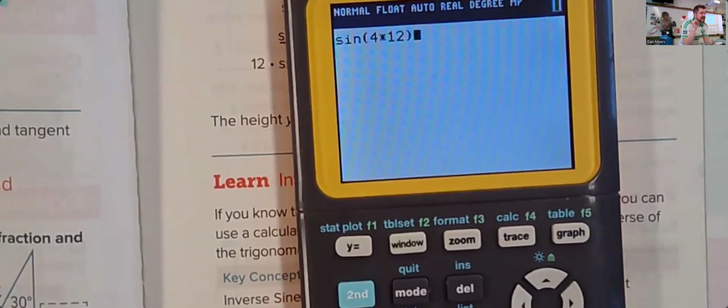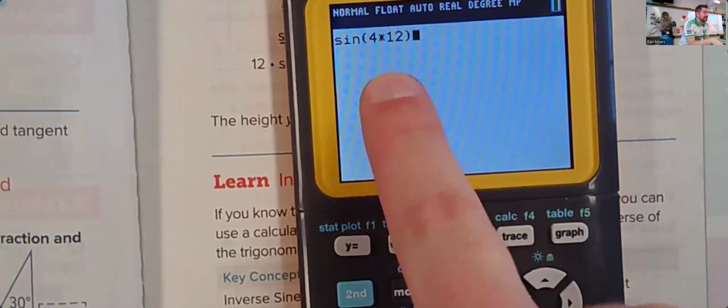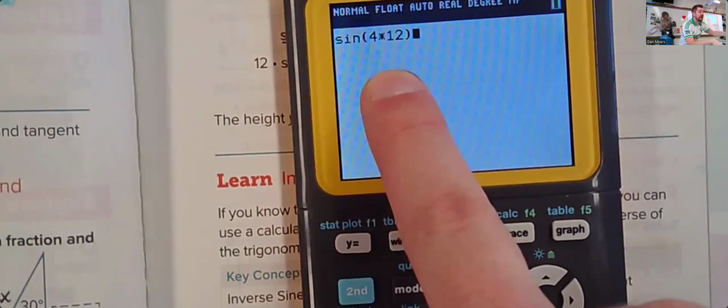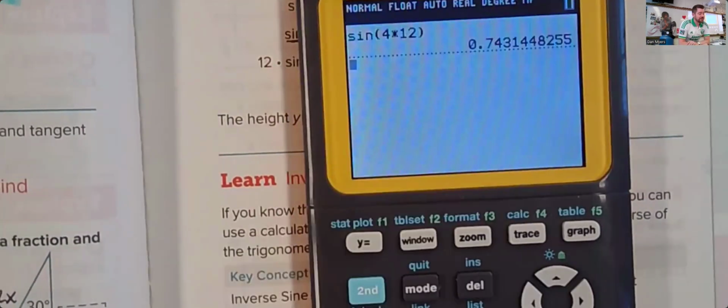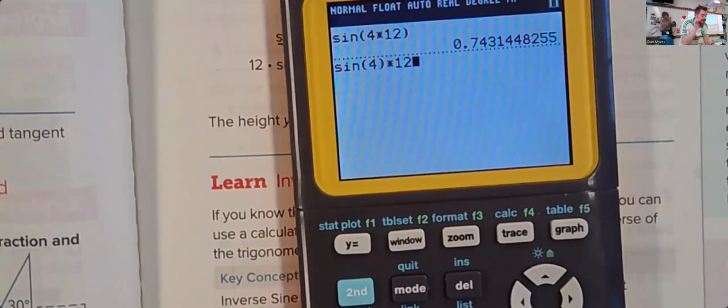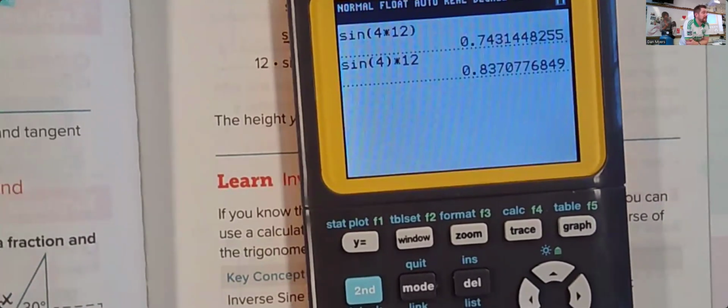Because this is not the sine of 4, times 12. This is the sine of 4 times 12, which is the sine of 48. We don't want the sine of 48. We want the sine of 4 times 12. This will not be 0.84. But if you type in sine of 4, close the parentheses, and then multiply by 12, you will get that 0.84. So that's why we usually put the number in front of the sine, cosine, or tangent.